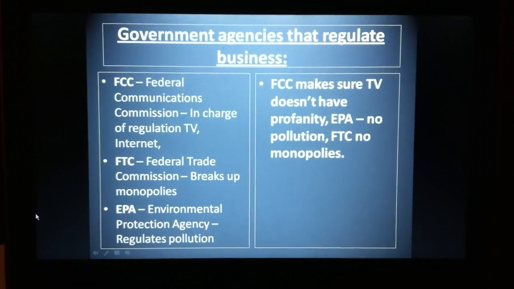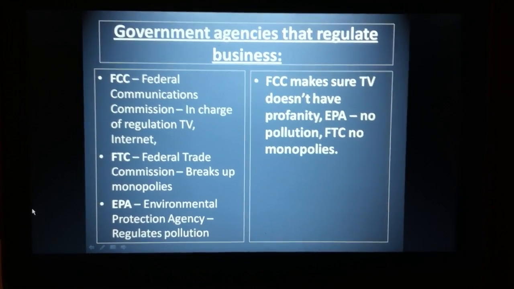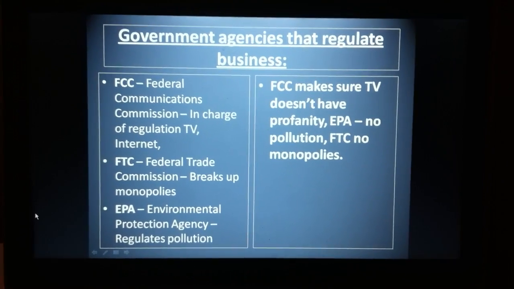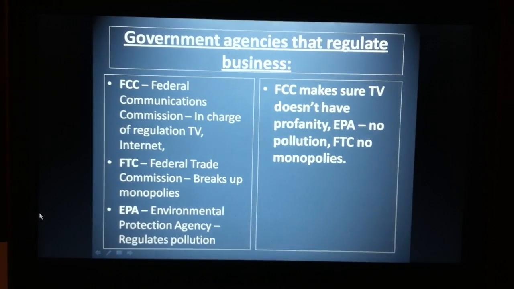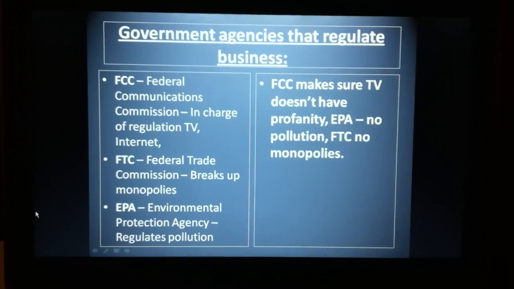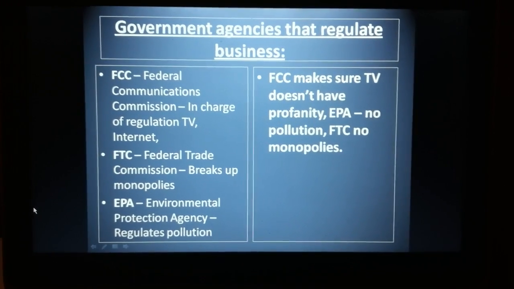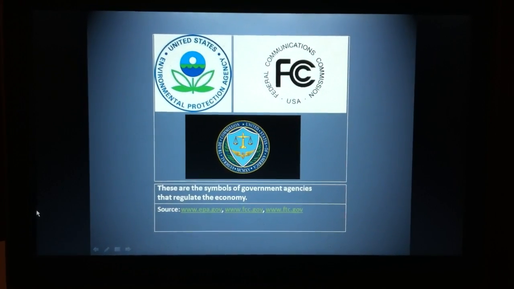Okay, so government agencies that regulate business. The FCC, Federal Communications Commission, is in charge of the regulation of TV and internet. The FTC, Federal Trade Commission, breaks up monopolies, and the EPA, the Environmental Protection Agency, regulates pollution. The FCC makes sure TV doesn't have profanity, EPA, no pollution, FTC, no monopolies. Take a look at them right there.